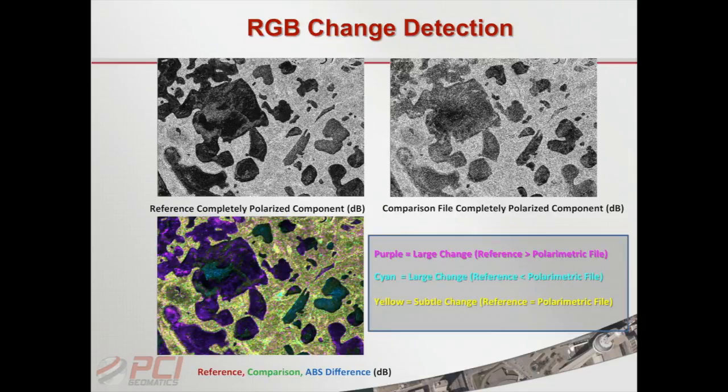If you want to map it as the master file in red, the slave file in green, and the change in blue, you get this sort of effect where things that are yellow basically are sort of the same. Things that are purple have changed significantly, because there's lots of blue, and the red comes from the original reference file. And cyan, of course, represents areas where the slave file had a bigger return value than the reference file. So again, if you look at this sort of thing, you can see some subtle features in here, and you can analyze this to your heart's content.